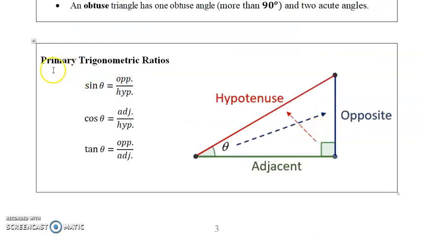A little recall on the primary trig ratios that you learned in grade 10. Sine is opposite over hypotenuse, cos is adjacent over hypotenuse, and tan is opposite over adjacent. If we have our reference angle where theta is, then the side directly across from it is the opposite side. The side touching theta is the adjacent side, and the side opposite of the right angle is the hypotenuse. So we're no longer going to have a hypotenuse when we're dealing with an acute or obtuse triangle, because a hypotenuse is opposite the right angle. So just be mindful of that.